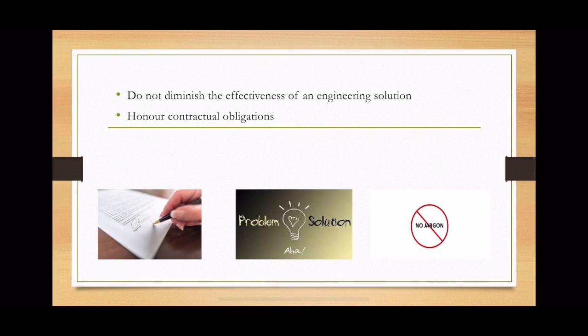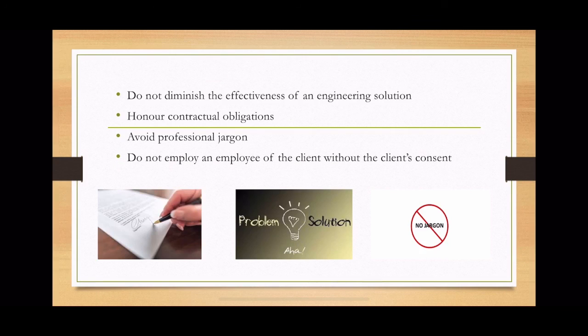This is to avoid engineers working against the conditions that have been signed up during the starting of the project. Engineers should also avoid professional jargon. This is to prevent the suggestions given by the engineer from being unrealistic and working against the contract. Next, engineers do not employ an employee of the client without the client's consent. This is to ensure the client does not have any benefit clashes with the engineer.